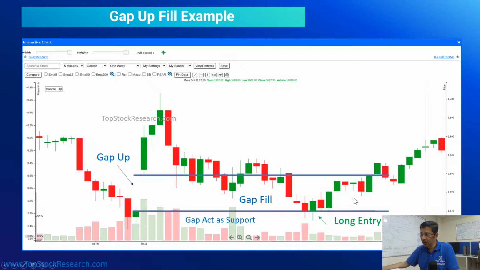So the first entry can be here. The second, for anybody who has missed this bus, the second entry would be around this level. So if you're looking at the body, then it should be at this level. If you're looking at the total candle, it should be at this level.